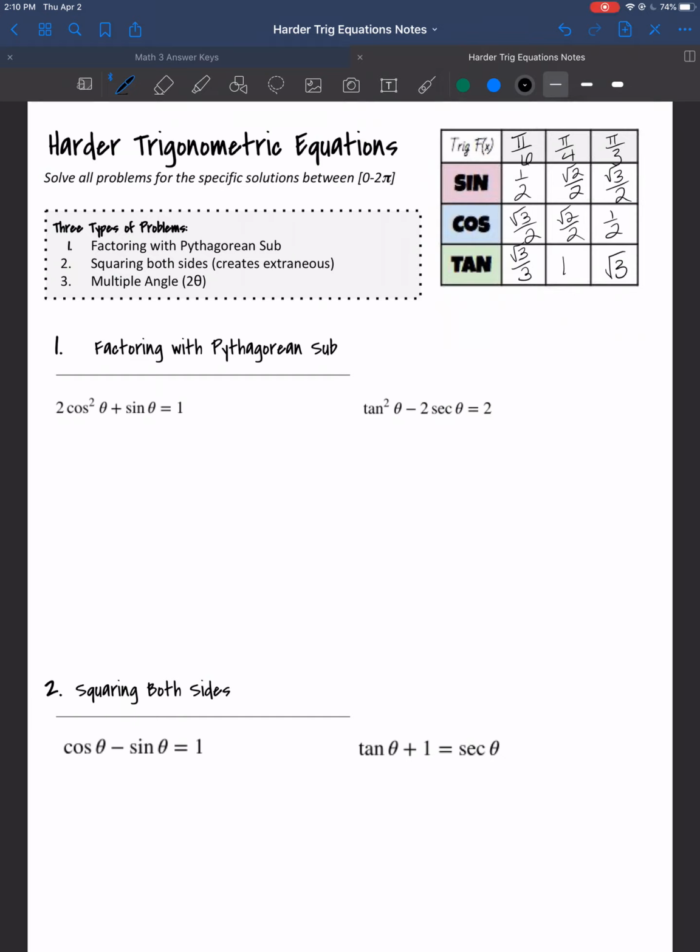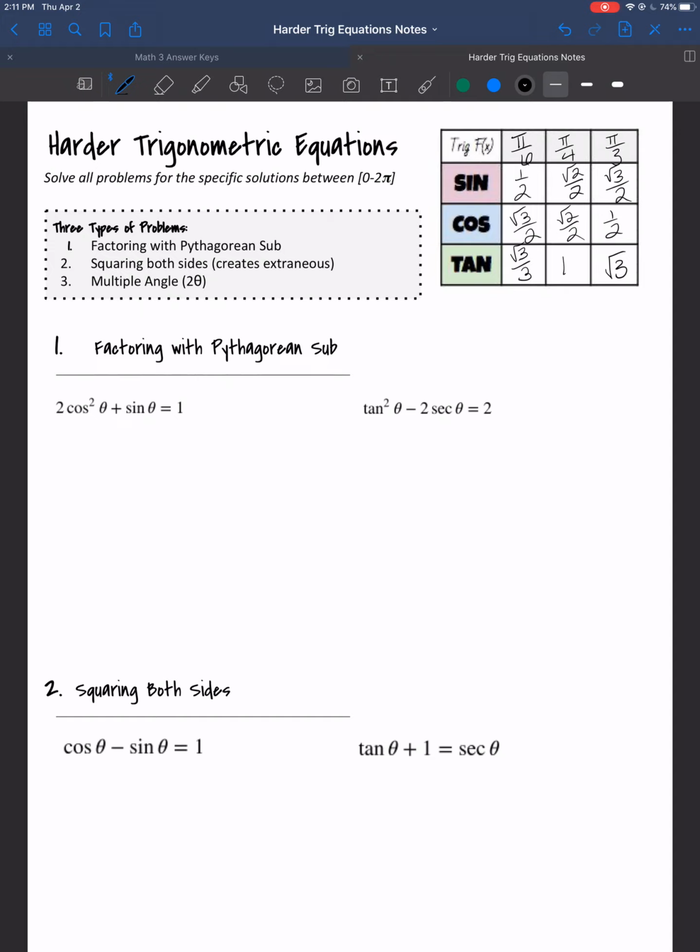Hey guys, back for part 2 of trigonometric equations. We are going to look at some harder types of problems. All of these include factoring or some type of Pythagorean substitution. We even throw in some extraneous solutions.